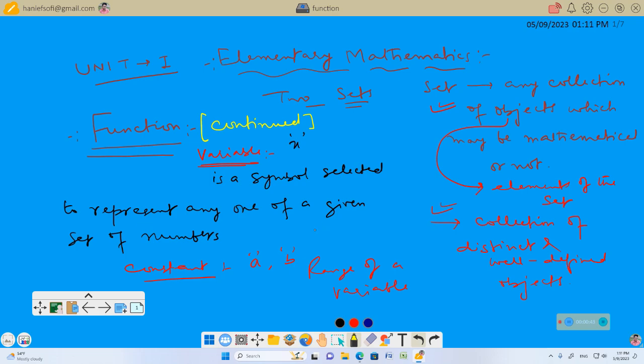So in the last lecture, let me summarize quickly. We talked about variable. We said variable is used to represent any one of a given set of numbers. Constant represents just one number. We define set as a collection of objects. The objects can be mathematical or non-mathematical. Then we said in function we have two kinds of sets.